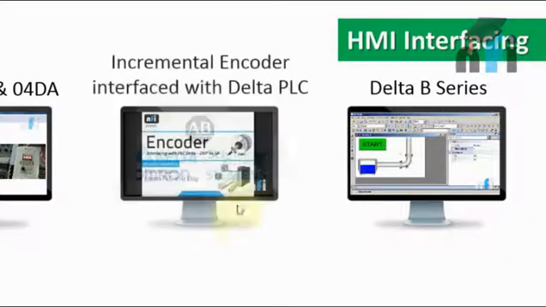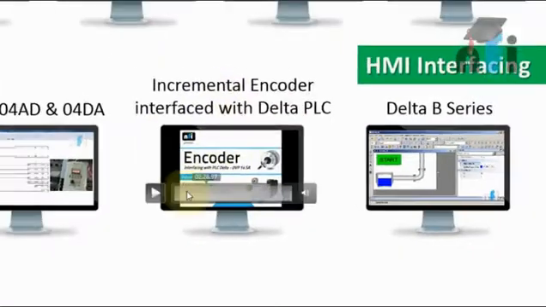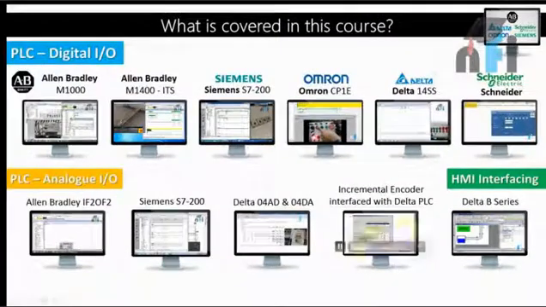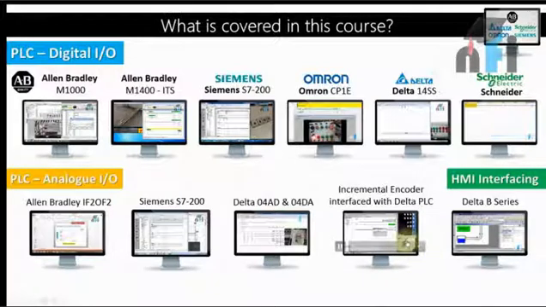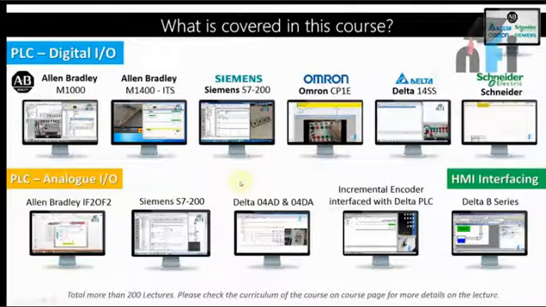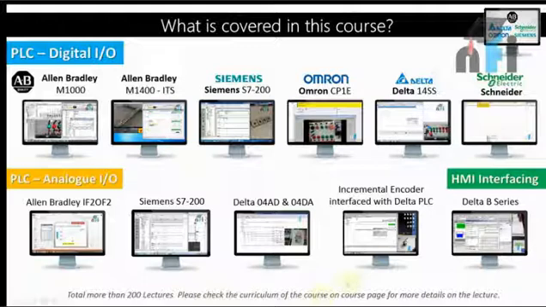And finally, we also have some incremental encoder interface with Delta PLC. This is about how you will interface your encoder, then how you read the feedback which is coming in high speed pulses from the encoder in the PLC. So these are all the different tutorials we have in this course, and if we sum up everything, we have more than 200 lectures. And if you want to see the details of these lectures, please see the curriculum of this course. Alright, so this is about the course content.